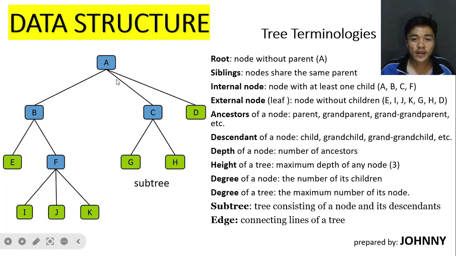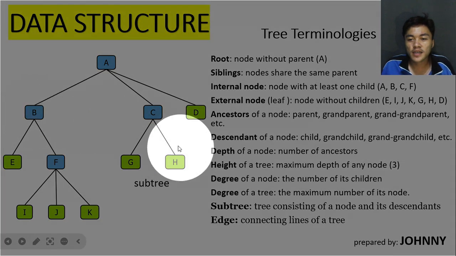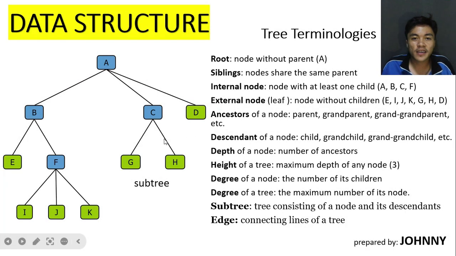In this case, we have A, and the siblings are nodes that share the same parent. It could be B, C, and D because they share A as their parent, or it could be E and F because they share B as their parent, or I, J, K, or G and H.